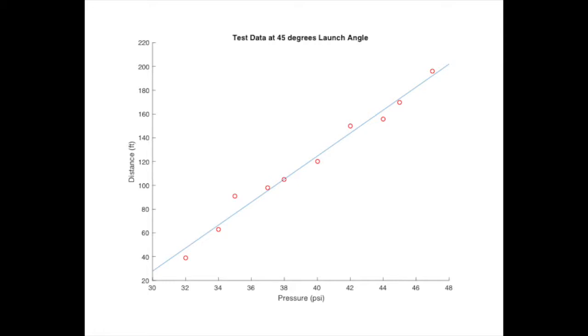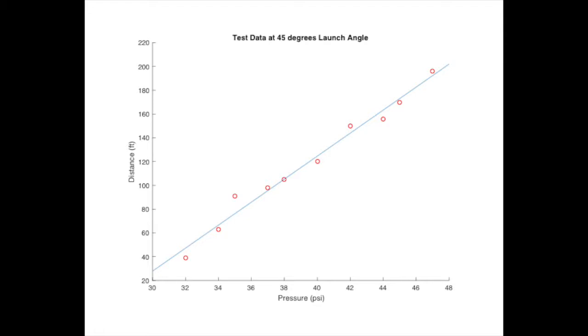We did testing varying the pressure until we had a sufficient range of distances from about 30 to 200 feet, and we figured that on demo day our target distance would be somewhere in that range. We found that pressure and distance had a linear relationship, so we fit a linear curve to this data. On testing day, the target distance of 70 feet was given. Using this relationship, we got that the pressure should be about 34.5 psi.